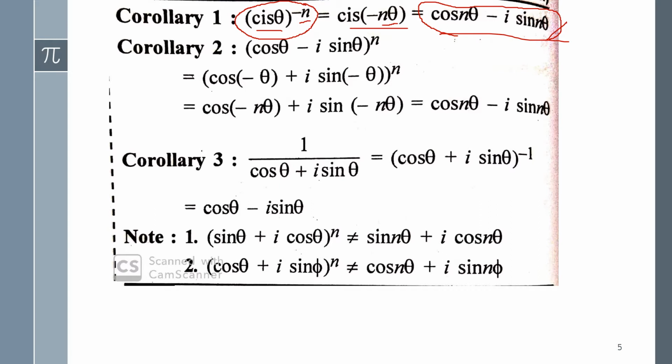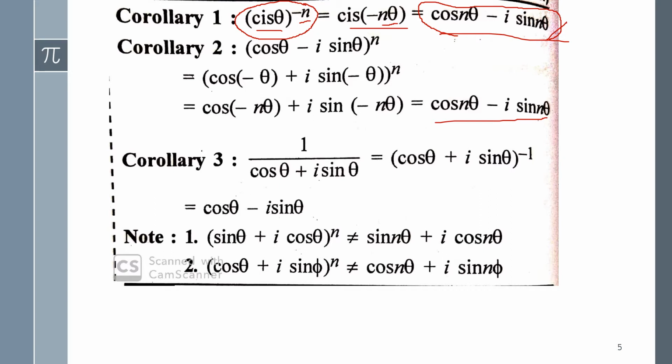Now the second corollary is given cos theta minus I sin theta whole raised to n, that is equals to, we can write this, cos n theta minus I sin n theta. Okay, it means if you are given a negative sign here and here a positive number, then also it will be the same only. For example if I give cos theta minus I sin theta whole raised to 7, right, then it will be cos 7 theta minus I sin 7 theta.